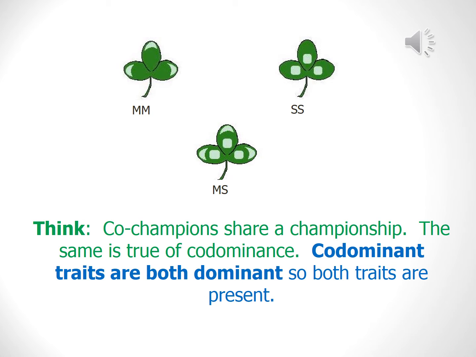Whenever you think of codominance, think of co-workers or co-champions that you share. So there is no true dominance. Basically, codominant traits are both dominant, so you get no recessive. There's just dominance, so both traits are present. We're going to go through an example that you're going to have to do. Your homework is based off of right here.